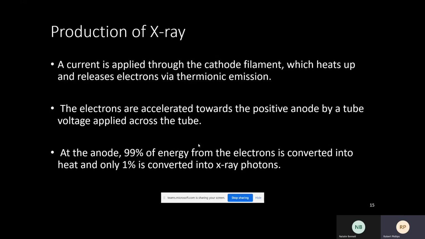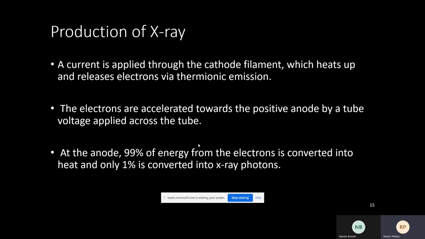So if it is less than 30 kV, it can't penetrate the body part. If it's more than 140, it will be a high radiation dose for the patient. So first thing, we can increase tube voltage, we can make very energetic X-ray photons. Depending upon how thick the body part is, we have to calibrate what our tube voltage will be.